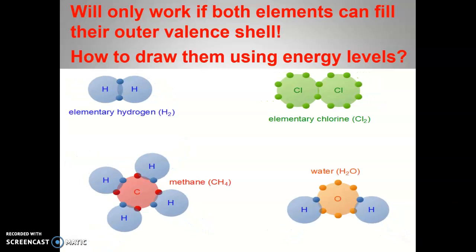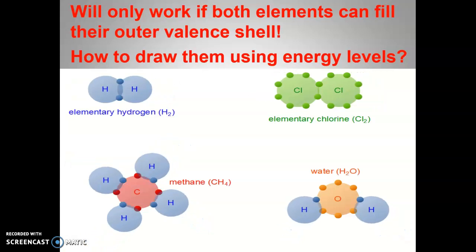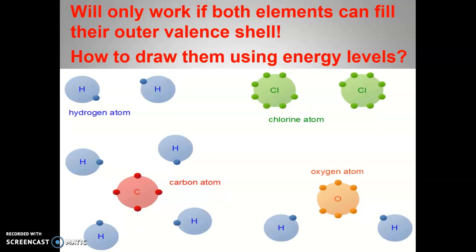So each element, no matter if it's using the first, second, or third energy level, their outer valence shells, when they overlap, they have to be able to become filled in order to become stable.